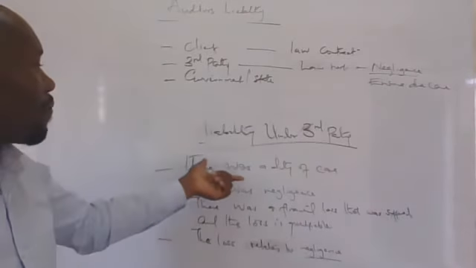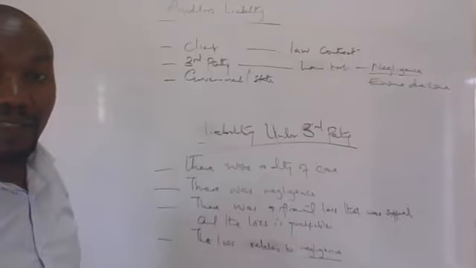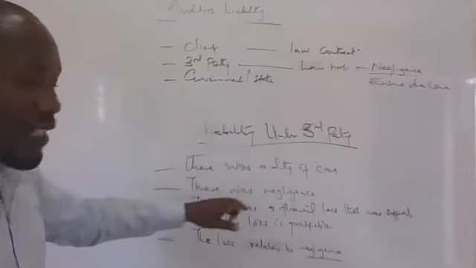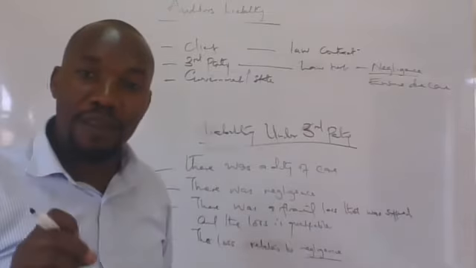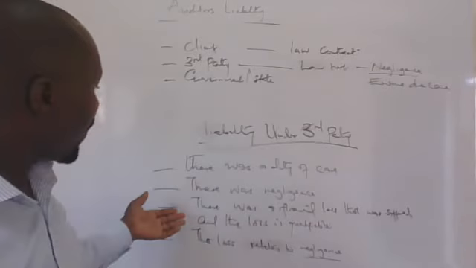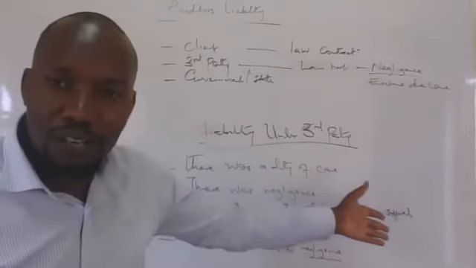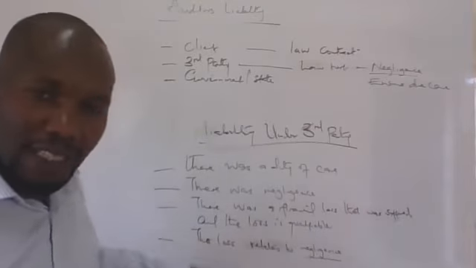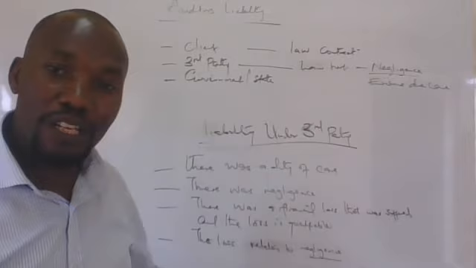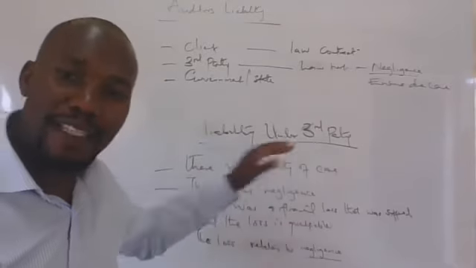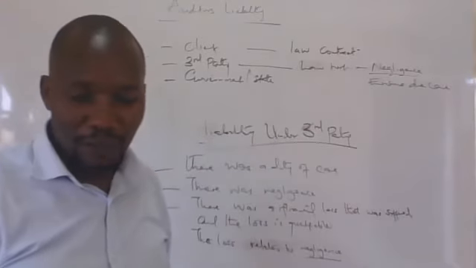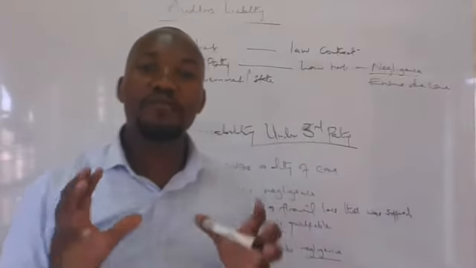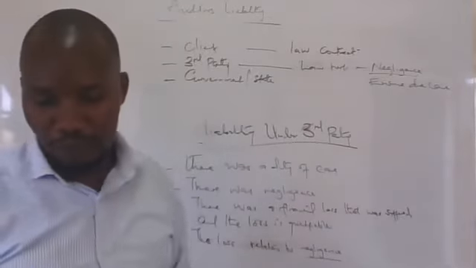Number one, there must have been a duty of care that he was supposed to take care of. Number two, that he was negligent. You have to prove that the practitioner was negligent. Number three, that the client suffered financial loss. Number four, that financial loss arose from the negligence. So, those are the factors or conditions that must be met for this case to go through.